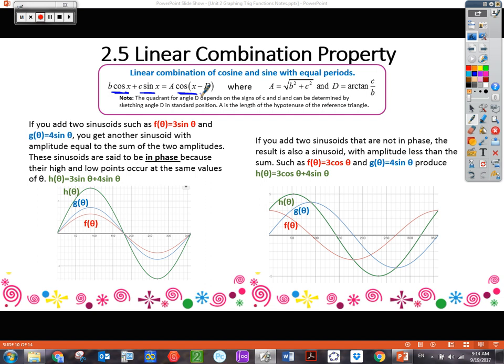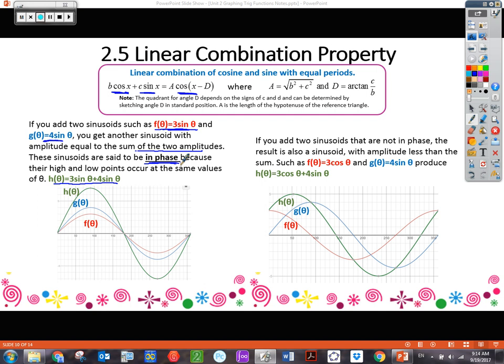So let's talk about, first of all, what happens when we add two sinusoids. If they are like this, like the 3 sine, so let's look down here, this f of x right here is in red. So 3 sine is graphed in red, and 4 sine is in blue. If we add those together, then in this case, the sum, we add the two amplitudes, the 3 and the 4, and that gives us our green graph of the 7. That technique only works when the sinusoids are in phase.